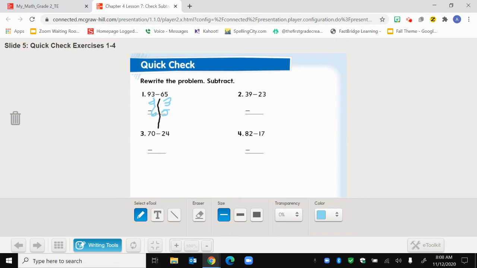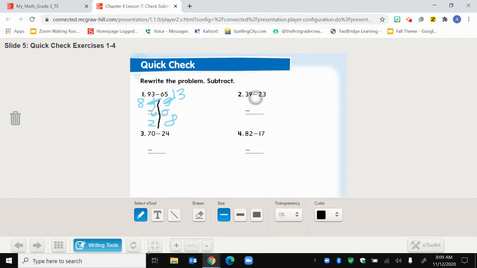3 minus 5. Can I take 3 minus 5? No, I cannot. So I need to borrow from my 9. So if I take 1 ten away, my 9 turns into an 8. Then I have to add 10 to my 3, right? 10 plus 3 is 13. So 13 minus 5, let's see, 12, 11, 10, 9, 8. And 8 minus 6, 8, 7, 6, 5, 4, 3, 2 is 2. So 93 minus 65 is 28.